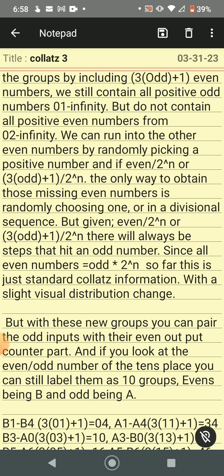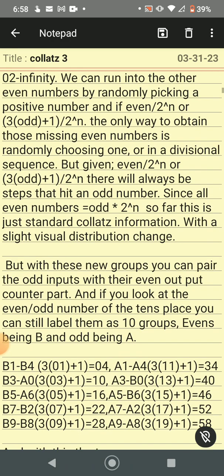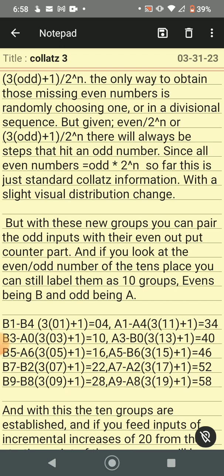But given even divided by 2 to the power of n, or 3 times odd plus 1 divided by 2 to the power of n, there will always be steps that hit an odd number, since all even numbers equal odd times 2 to the power of n. So far this is just standard Collatz information with a slight visual distribution change.